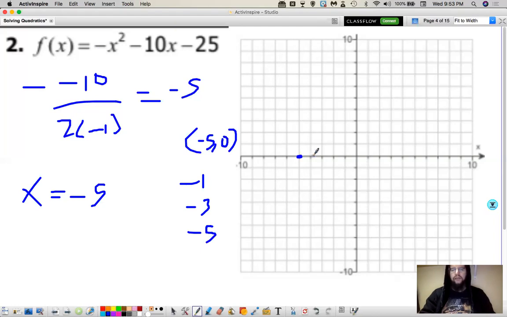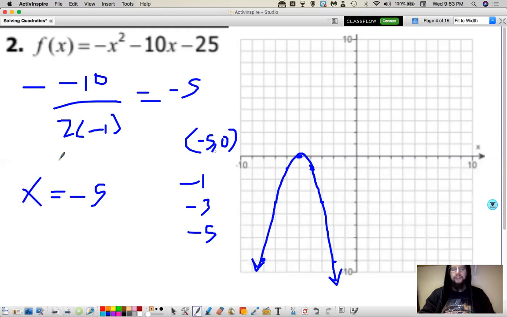Right one, up a -1. Mirror that. Right one, -3. Right one. Yep, obviously that is not going to cross the x-axis again. Remember, it has one solution if your vertex is on your x-axis. So graph the dang thing.